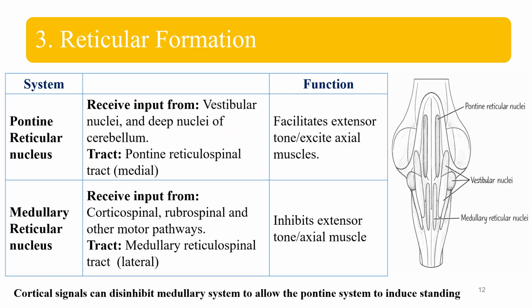Now third is the reticular formation. The reticular formation, as you all know, is a system of interconnected neurons located throughout the brainstem. When we talk about the nuclei, there are two main important nuclei of the reticular system. Number one is the pontine reticular nuclei, and there are the medullary reticular nuclei. The pontine reticular nuclei receive input from the vestibular nuclei and the deep nuclei of the cerebellum, and they give rise to the pontine reticulospinal tract.